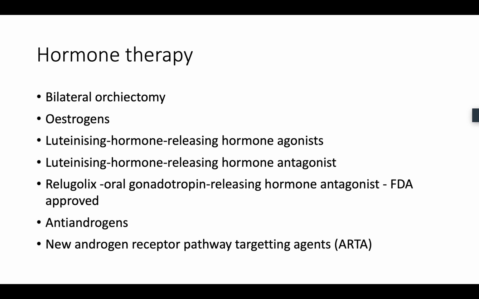So the aim of hormonal treatment is abolition of the testosterone. We know that 90 to 95% of testosterone is produced from the testis and about 5% by the adrenal gland. So we can control this either via surgical castration in the form of bilateral subcapsular orchiectomy, or medical castration in the form of LHRH agonist, LHRH antagonist, and anti-androgens.